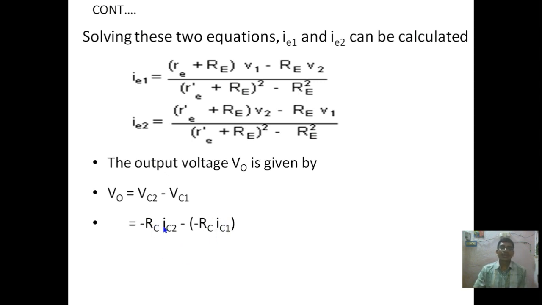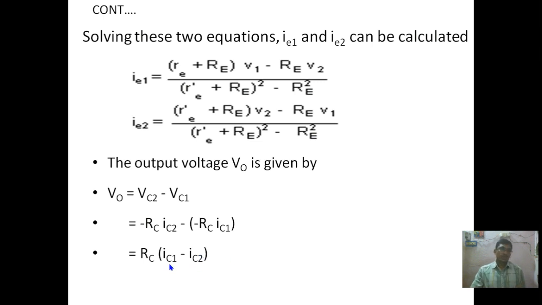Why are these two minus? Because the input and output are out of phase. Okay, so here we can see minus of minus, which becomes plus. So that's why we can write the equation Rc into Ic1 minus Ic2. As it becomes plus, the Ic1 will come first. Therefore, V0, the output voltage of our differential amplifier, is equal to Rc into Ic1 minus Ic2.